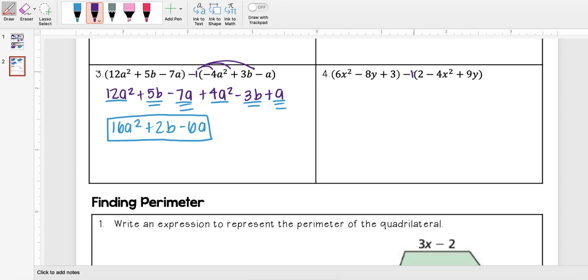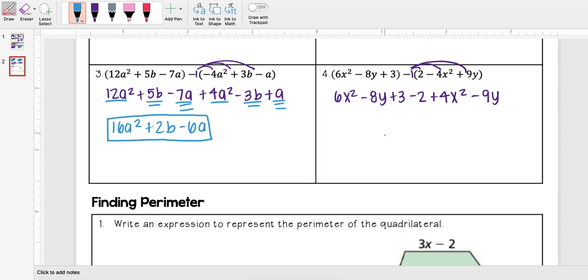So I want to first, since I'm subtracting, I need to distribute my negative. So now I'll have 6x squared minus 8y plus 3. -1 times 2, I get -2. -1 times -4x squared, I get positive 4x squared. -1 times 9y, I get -9y. Again, I'm really just changing the signs of everything in this polynomial.